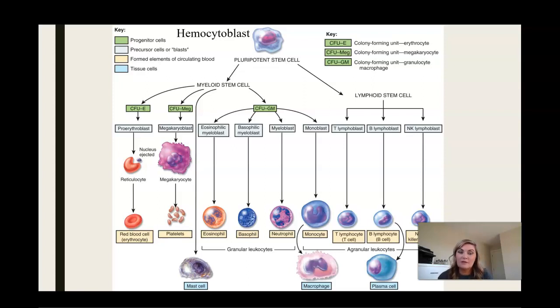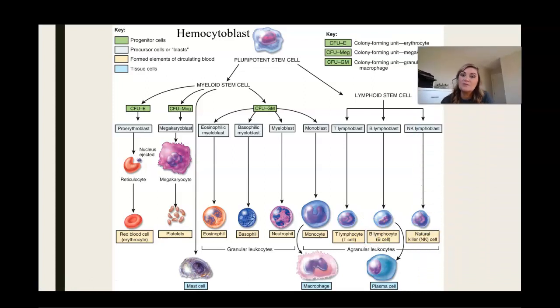Now, if that hemocytoblast goes the route of a lymphoid stem cell, then it can become either a T lymphocyte, B lymphocyte, or an NK, which is a natural killer. So with the lymphoid stem cell, if the T lymphoblast matures, it becomes what we know as a T cell or a T lymphocyte. If the B lymphoblast matures, it becomes a B lymphocyte or what we refer to as a B cell. These are going to be the ones that actually make your antibodies. And then if the natural killer lymphoblast matures, it becomes a natural killer cell.